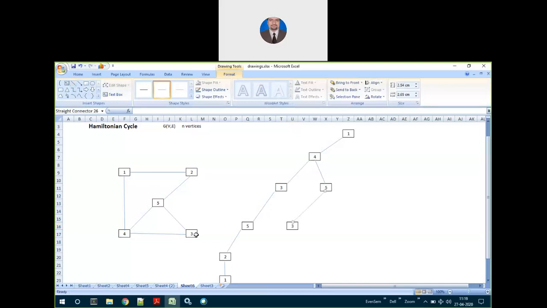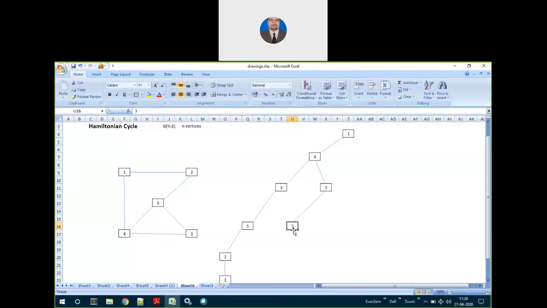Now from 3 where else I can go? I can go to 4. But is it allowed to go to the vertex 4 from 3? No, because this particular 4 is already visited in this particular path. So I cannot visit the 4 vertex from the third vertex. So this is a dead end. The bounding function we could not apply at this particular stage, so the continuation at this stage we have to kill. So this 3 will become a dead end over here.